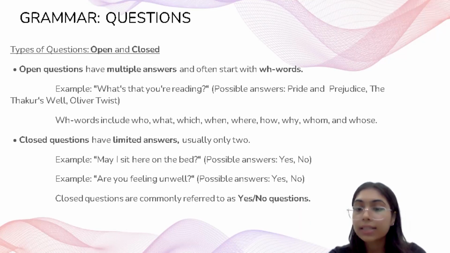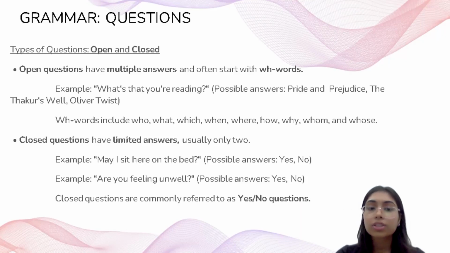Now second one is closed questions. So closed questions have very limited answers. आप generally objective nature में ये होते हैं and you usually answer in just yes no. Like if I ask you may I sit here on the bed, so आप ज्यादा से ज्यादा क्या बोलोगे, you will just reply yes or no. Yes, so these kinds of questions are also called yes or no questions.